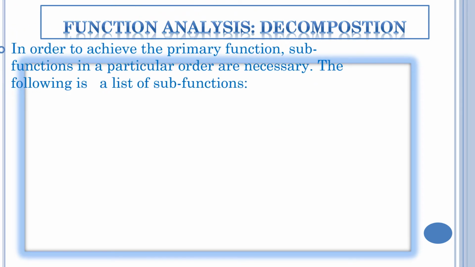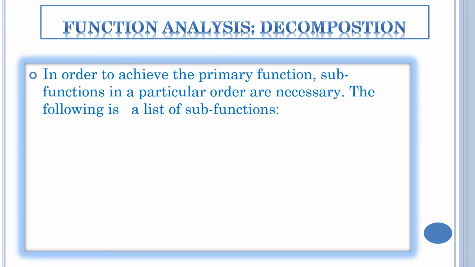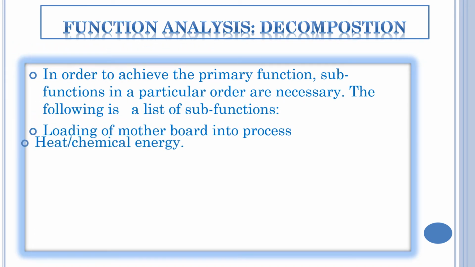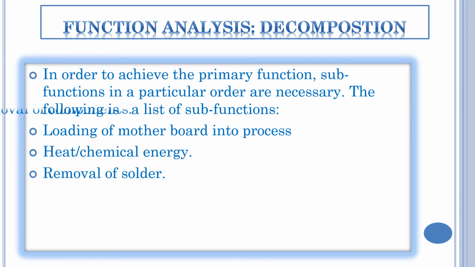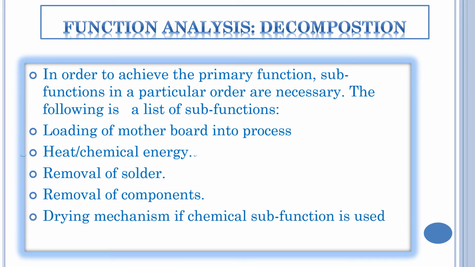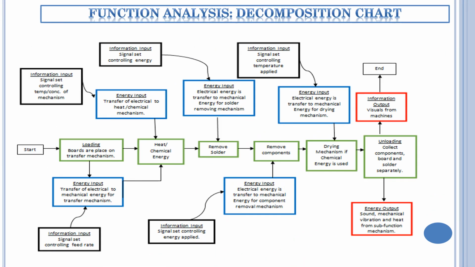So in order to achieve the primary function, we need to decompose it into a list of sub-functions, moving in a particular order to achieve the primary function. This includes the loading of the motherboard into the process itself, heat energy, if used, or chemical energy, if used, removal of the solder, removal of components, a drying mechanism if the chemical sub-function is used, and unloading of components separately. The following figure shows a more detailed functional breakdown of where the relative inputs are applied to the sub-functions to achieve the primary function of the manufacturing process.